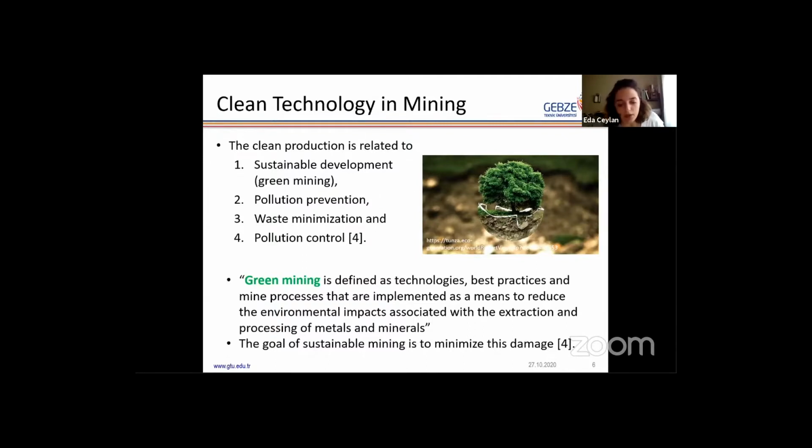Clean production is related to four parameters, as you can see: sustainable development, pollution prevention, waste minimization, and pollution control. Green mining is defined as technologies, best practices, and mine processes that are implemented as a means to reduce the environmental impact associated with the extraction and processing of metals and minerals. The goal of sustainable mining, in summary, is to minimize this damage.